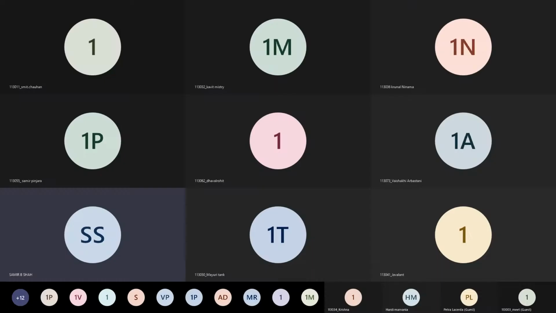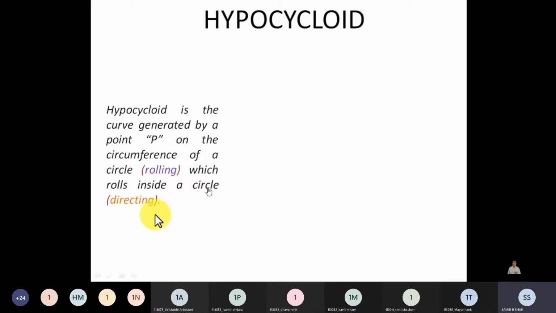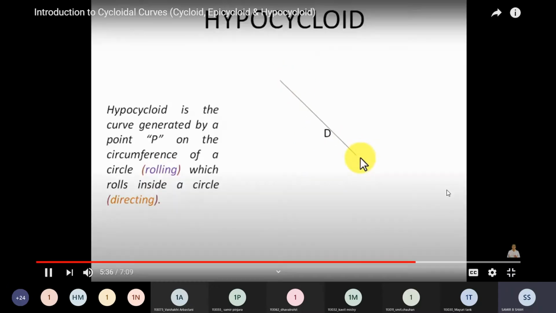The definition is the same, but the only difference is that it rolls inside a circle. The fixed circle is the directing circle and the rolling circle is the moving one. All right, so let's do this. So this is capital D with this as the radius.